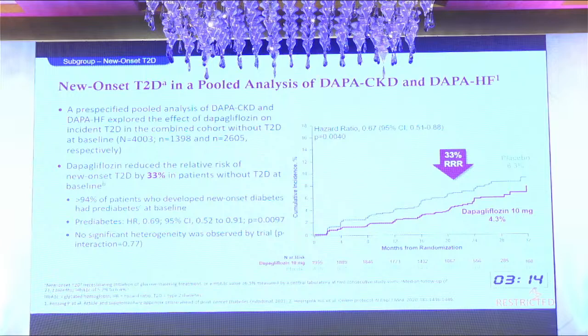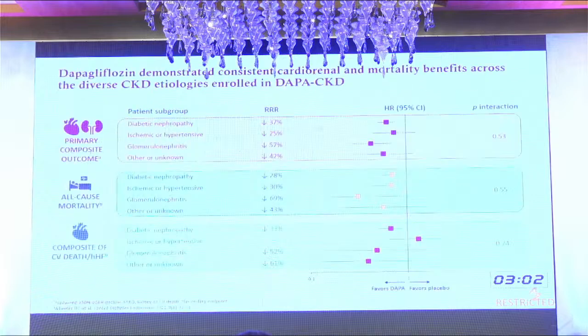So it can be considered as a primary prevention drug in a patient who is getting dapagliflozin for some other reason, to prevent diabetes. There was a 33% risk reduction of diabetes in patients who received this drug.